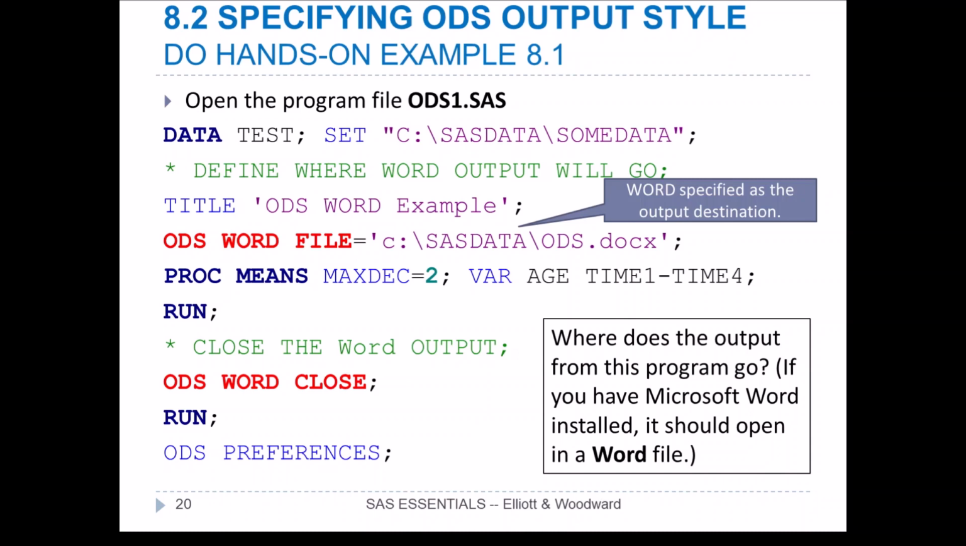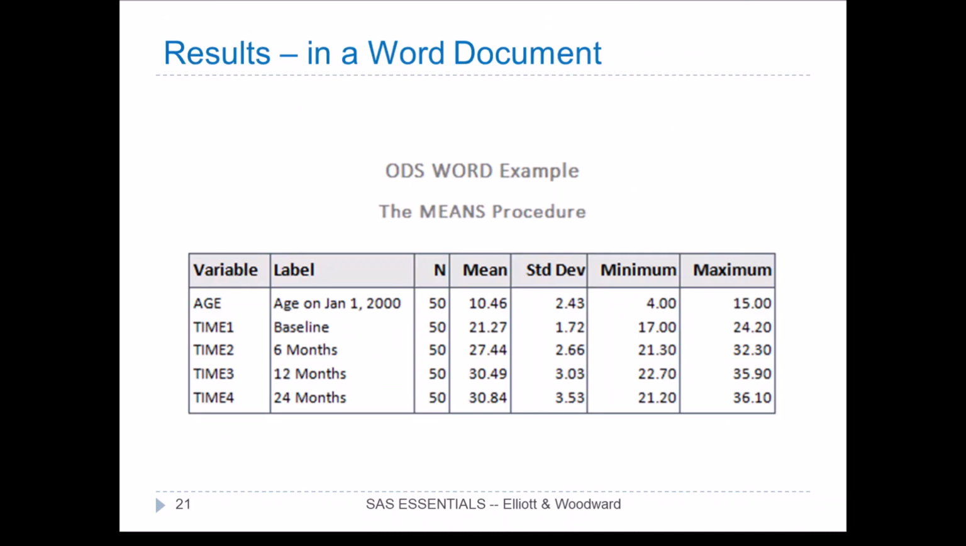Now I have down there at the bottom ODS preferences, not because I needed it this time, but it's a good practice to put it in there in case you happen to close the default ODS output. So where does the output go from this program? This is the output in Microsoft Word. So it creates this Word format. This is just a Microsoft Word table. So from this table that's now in Word, you could do a number of things to it. You can highlight values, edit things, edit labels, delete columns. Anything you can do in Word now you can do in this table.